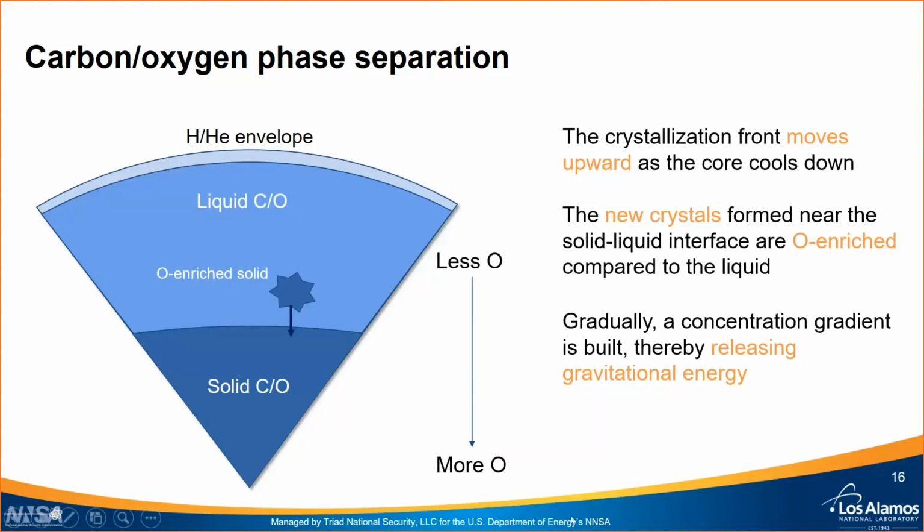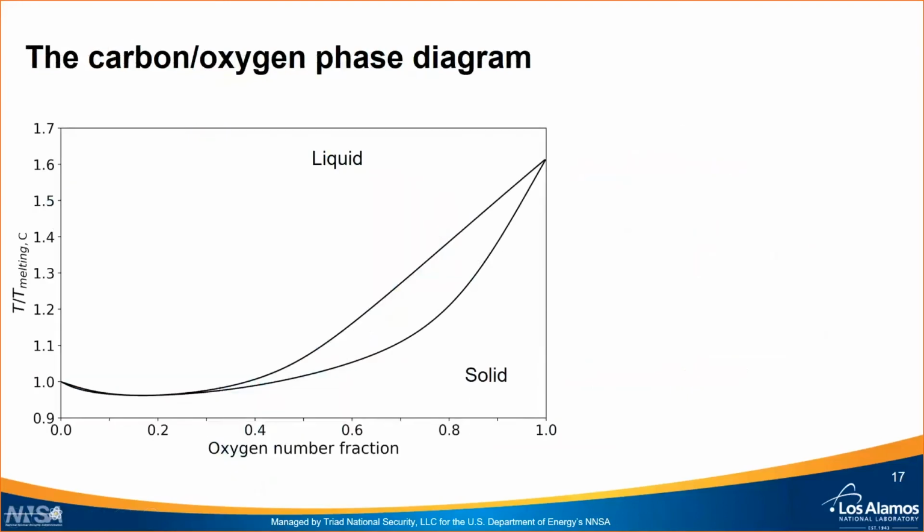To know exactly how much gravitational energy is released by this phenomenon, we need to accurately know the shape of the carbon-oxygen phase diagram. Here, the y-axis is the temperature in units of the melting temperature of a pure carbon plasma, and the x-axis is the oxygen number fraction in the plasma. Everything that's above this liquidus line is always liquid, and everything that's below this solidus line is always solid.